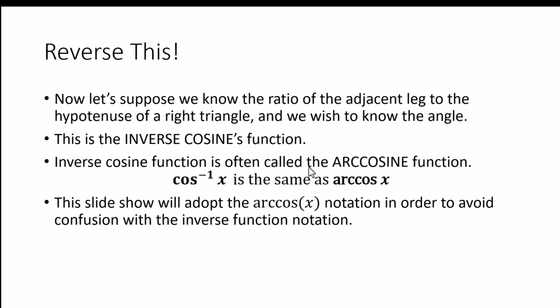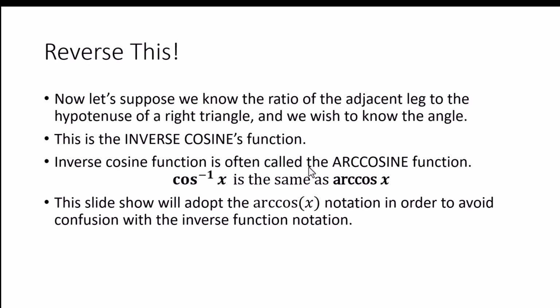Suppose we know the ratio of the adjacent leg to the hypotenuse of a right triangle, and we wish to know the angle. This is the inverse cosine function. This is what it does. So the inverse cosine function is often called the arc cosine function, and it can be denoted as cosine with a -1 superscript attached to its name of x, and it is the same as the arc cosine of x, or arc cos of x.